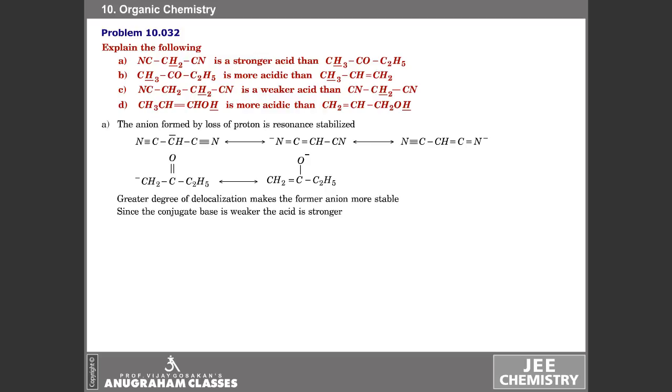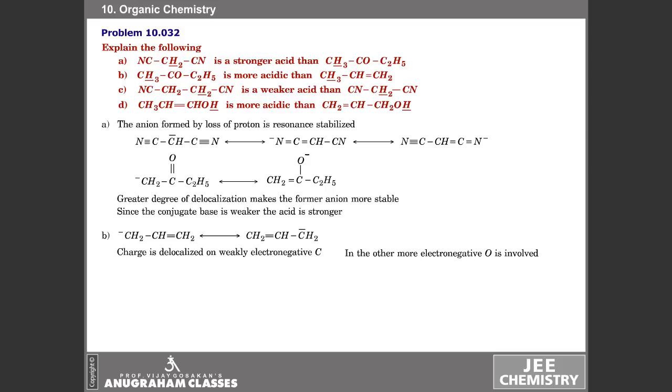There are 2 possible canonical structures for the anion obtained from propene also. But in this case, the negative charge is delocalized on the very weakly electronegative carbon. If oxygen is involved, it being more electronegative, the stabilization is greater. And therefore, the conjugate base of acetone is weaker. And therefore, the ketone is more acidic than the hydrocarbon.